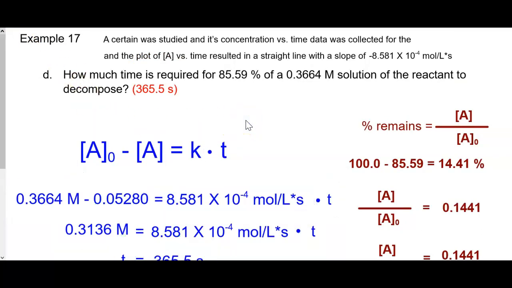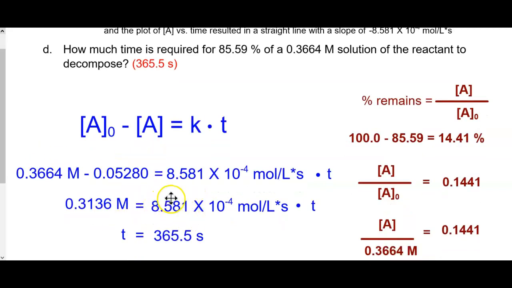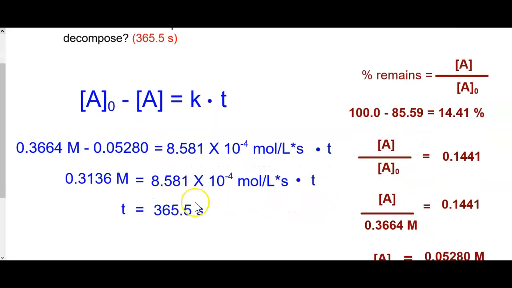So now we can solve for time. This is the generic formula that you must show from the zero order. So we're going to put A naught minus A equals K times T. When I subtract these two, I get this. This is my K. I divide both sides by my K to solve for T, to get T by itself, and I get this. Again, please check using your calculator to make sure you can obtain my answer.